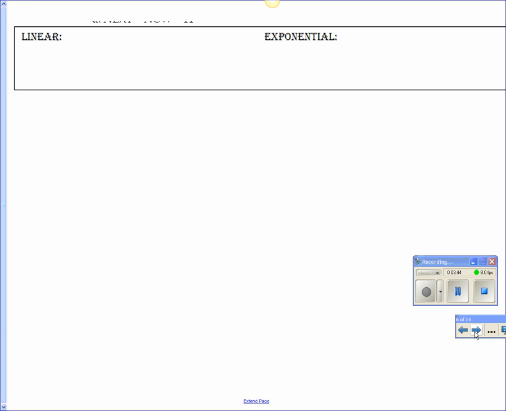Okay, the next thing I want you to do is on the side of your notes, there's a box that says linear and exponential. What's the formula for a line? Write that in your box for me, y equals mx plus b. And here's what we're adding to our knowledge today. If it's linear, it goes at a constant rate. So write that down. It goes at a constant rate.